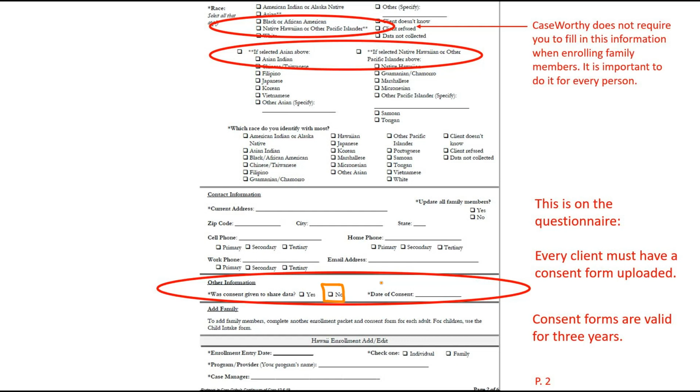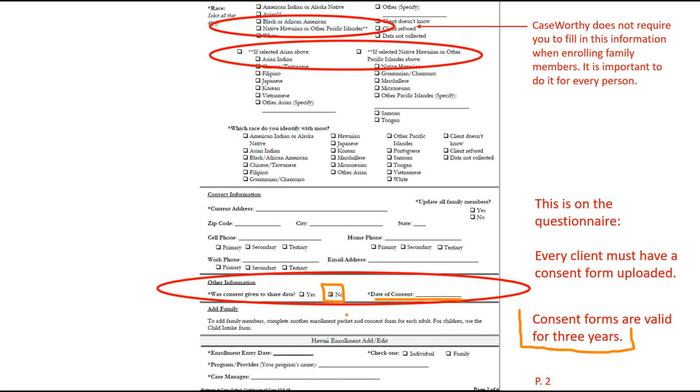Best practice is to have a consent form attached to the front of each packet and to get a signature every time you're doing an intake form. One reason for that is that consent forms are valid for only 3 years. So if the consent form reaches the 3-year mark, this date of consent is more than 3 years old, the system will default to no. It will default to this client's information is restricted. So consent forms are valid for 3 years.